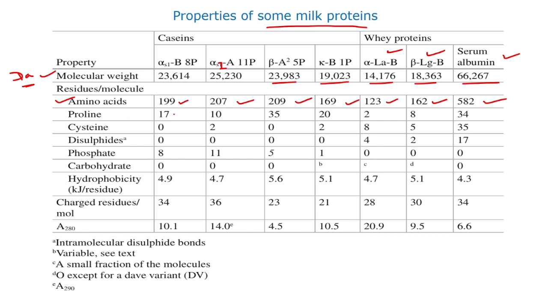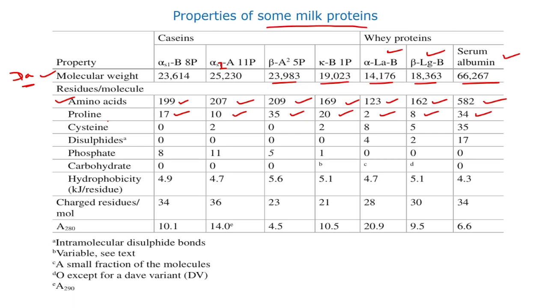Then proline: 17 in alpha S1, 10 in alpha S2, 35 in beta casein, and 20 in kappa casein. In alpha lactalbumin we have two proline, and in beta lactoglobulin 8 and 34. The significance of proline is that it prevents the formation of alpha helix and beta sheet structure in the secondary structure of protein. This has significance in neonatal nutrition.